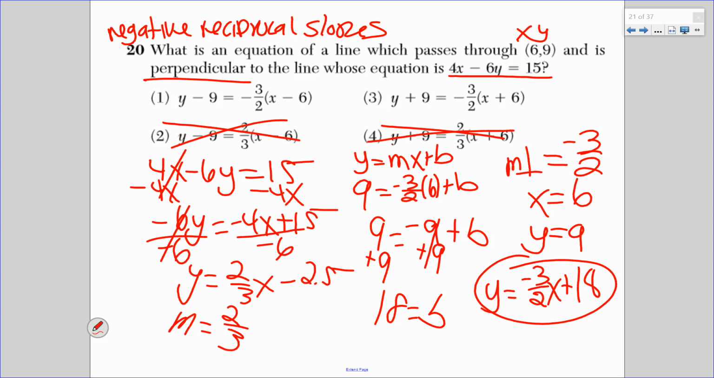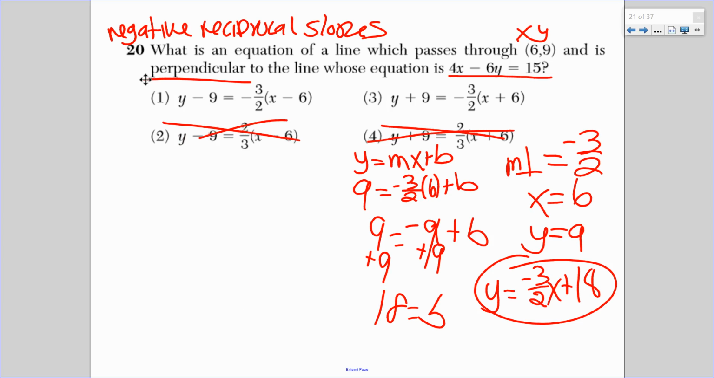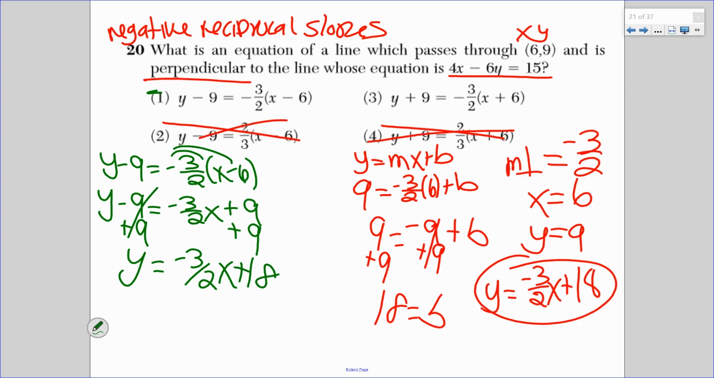However, I don't see that as a choice because they're not in that form. So let's say I create more space for myself here. I'm going to take each choice and put it into slope-intercept form. I'm going to cheat a little bit. I know that the answer is choice number 1, so I'm going to show you why. If I have y minus 9 equals negative 3/2 times x minus 6, and I distribute, that's plus 9, add 9 to both sides, y equals negative 3/2 x plus 18. The answer is choice one.